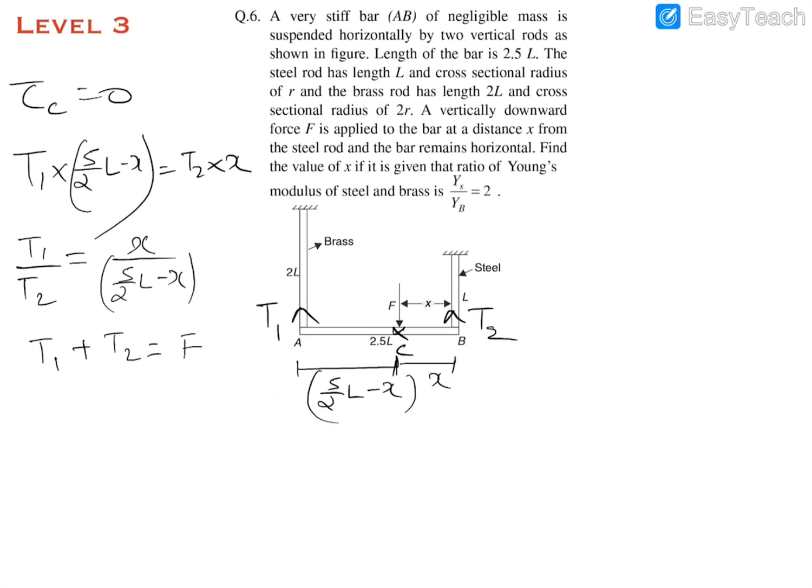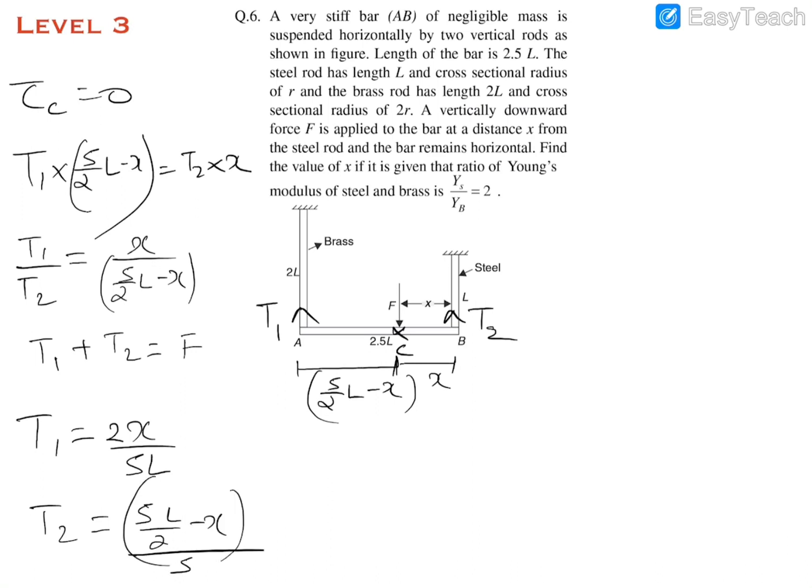Now, by the ratio division, we can see that T1 will be equal to x upon 5L by 2 of F, and T2 will be equal to 5L by 2 minus x upon 5L by 2 of F, obviously. Okay, so these are the values of T1 and T2.